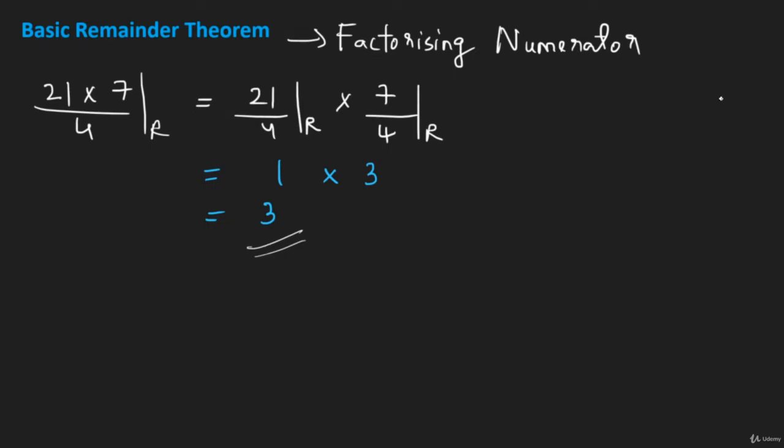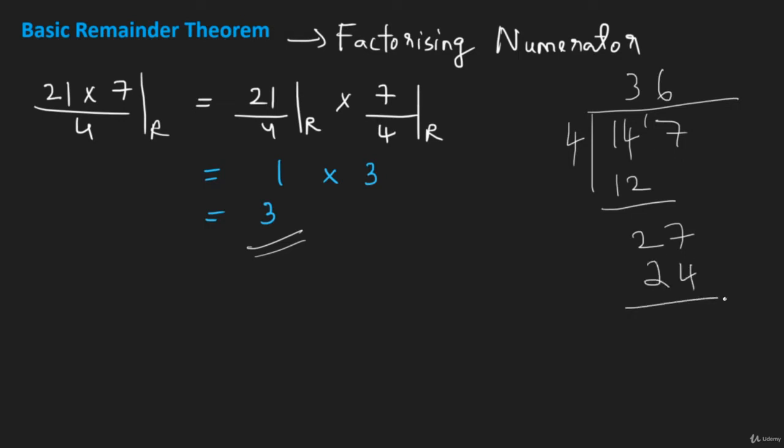Let's just for checking purpose do it over here. 21 into 7 is 147. If you divide this by 4, it goes 3 times. You get 12 over here. You have a remainder of 2 and you take your 7 down. That goes 6 times. That's 24 and you are left with a remainder of 3, and that's the same that we got over here.